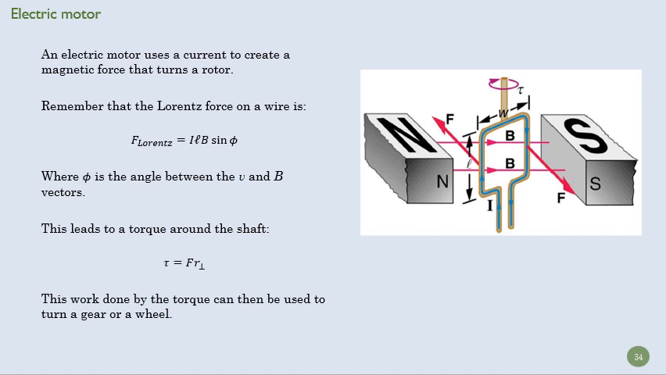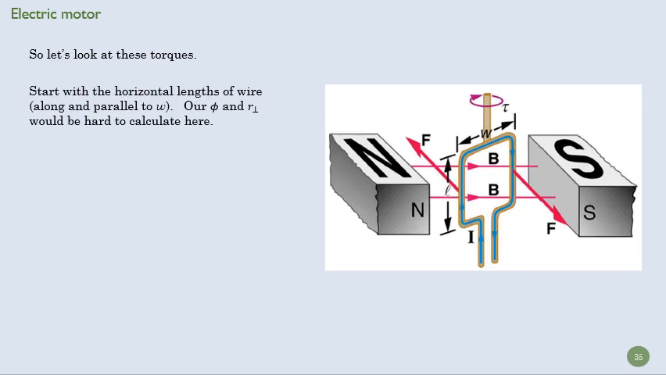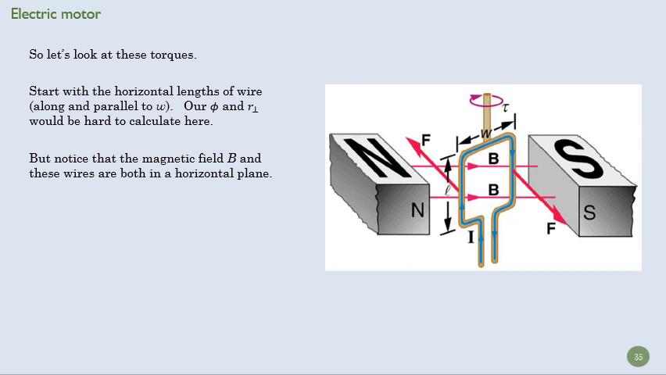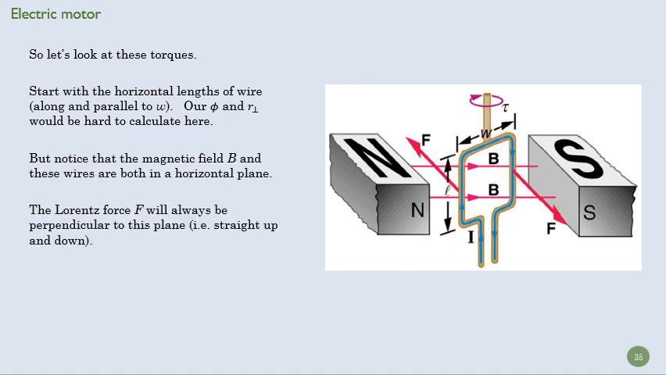So let's see how that works in this particular situation. Start with these horizontal wires. Those horizontal wires would be complicated to actually figure out our Lorentz force here and our torque. But if you notice, the magnetic field is going left to right. These two wires are both in a horizontal plane. So when they're in the direction of the magnetic field, the current is either going in the direction of that field or going against it. In either case, there's no force because that sine theta that's in the Lorentz force is going to be zero.